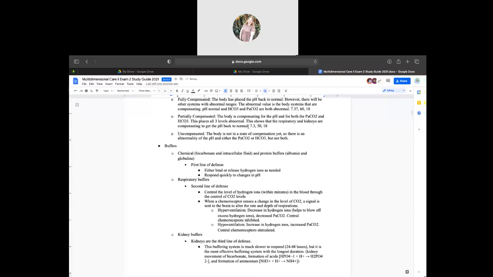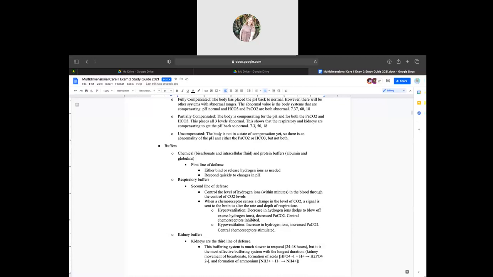This might be an example of a partially compensated ABG, because you can see this patient is in a respiratory acidotic state, but look at their HCO3. Their HCO3 is below the normal range, meaning that they're in a state of acidosis here. So this is partially compensated because you can see that the lungs and the kidneys are trying to get that pH back to a normal range.